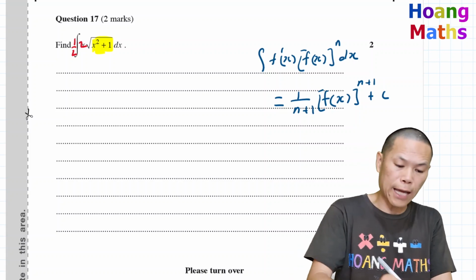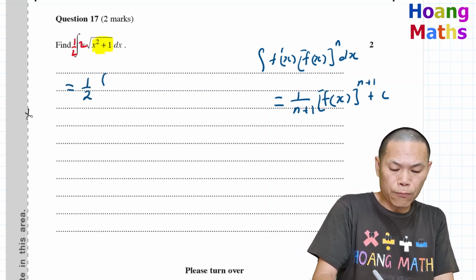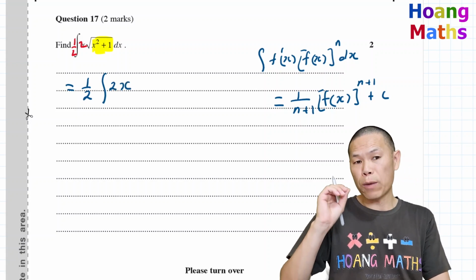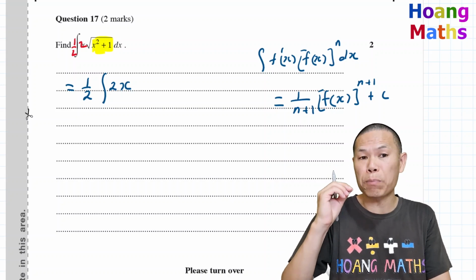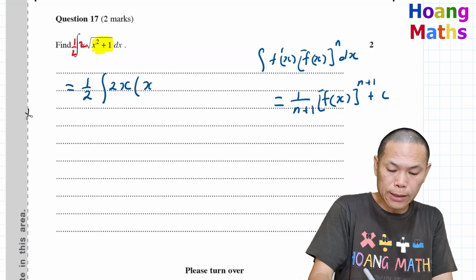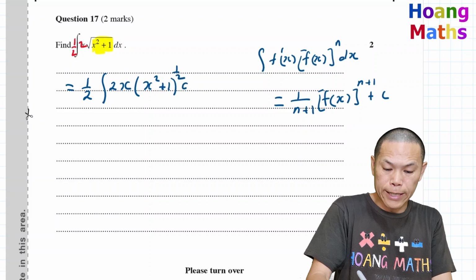Let me just rewrite this out. That will give me a half of the integration of 2x and square root of x squared plus 1. So I just write in index form. So it becomes x squared plus 1 power of a half, x squared plus 1 power of a half dx.